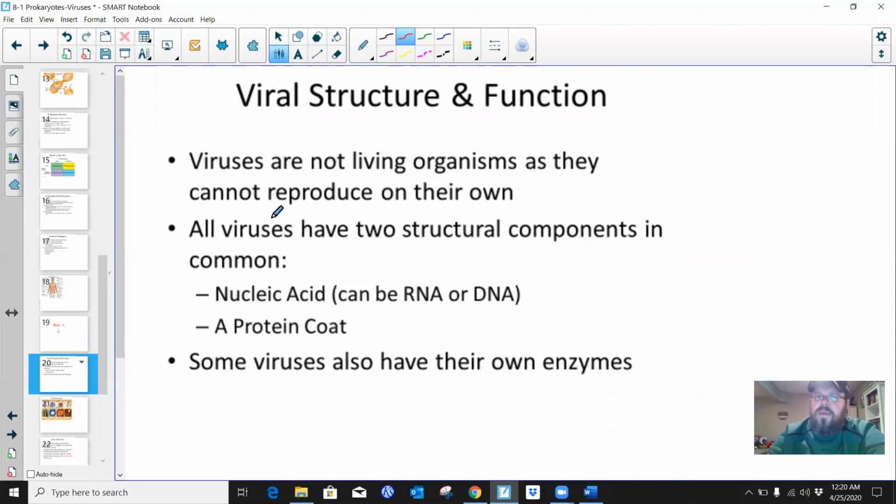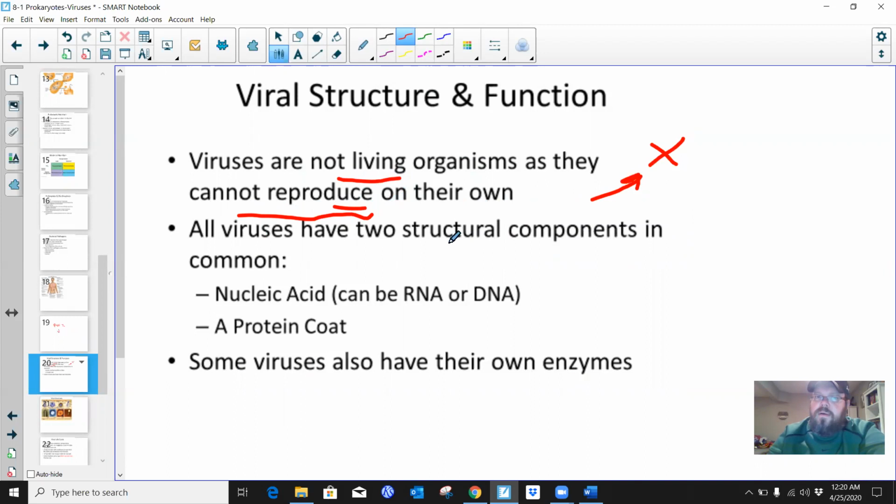A couple things to help you understand why they do not really classify as living organisms: the fact that they cannot reproduce on their own. Way earlier this year we talked about what makes something living. One of the things it has to be able to do to be considered living is reproduce on its own. Well, viruses don't do that.